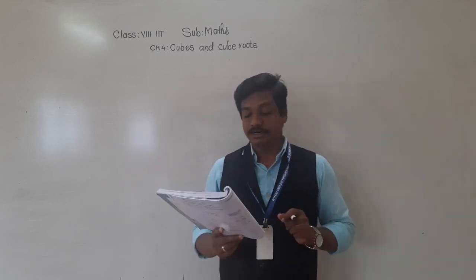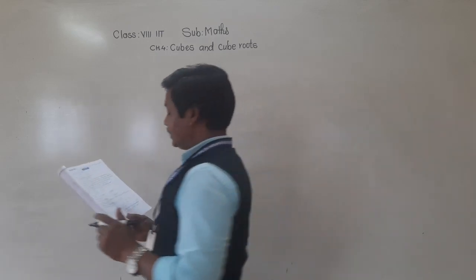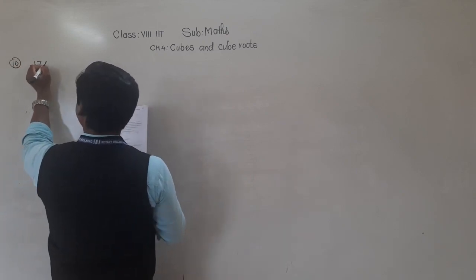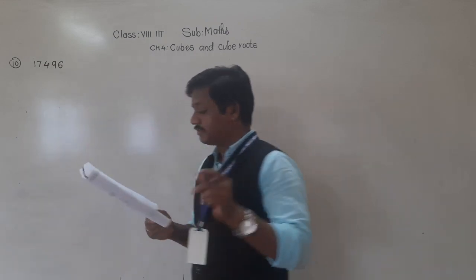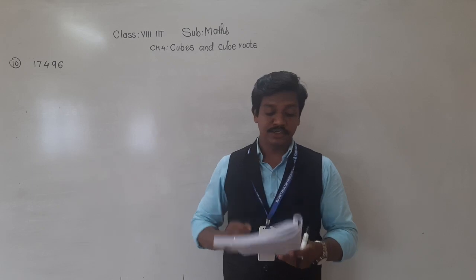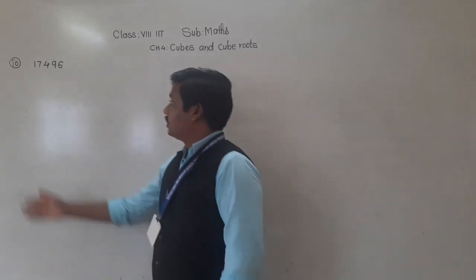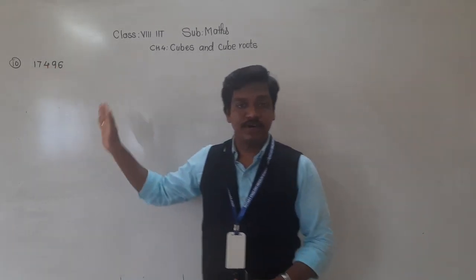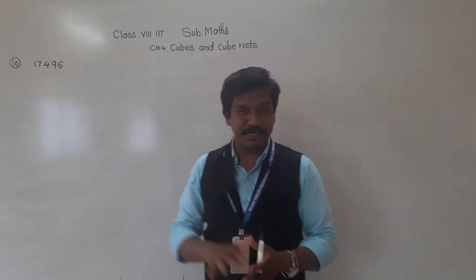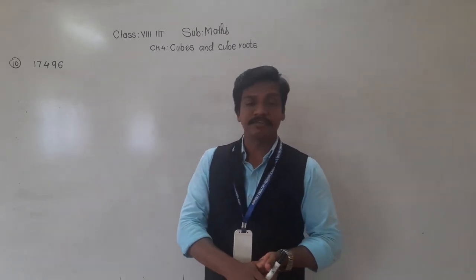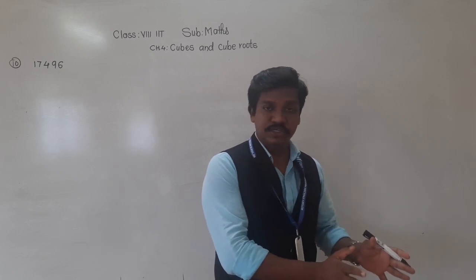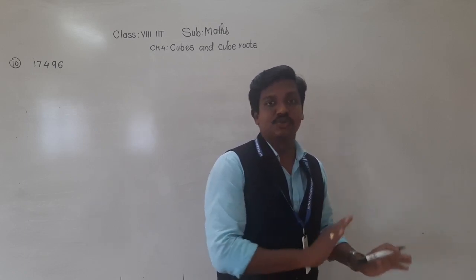Find the smallest number by which 17,496 must be divided so that the quotient is a perfect cube. Also find the cube root of the quotient. See, this number is given and we have to find the smallest number by which 17,496 should be divided so that the quotient we get after division is a perfect cube. And once we get that perfect cube, we have to find its cube root also.